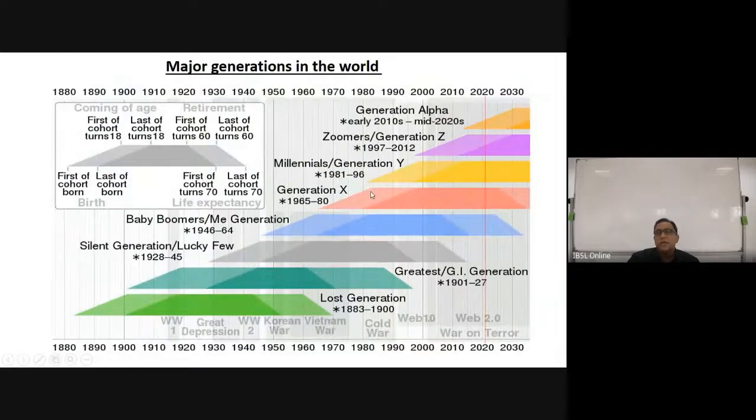Now there's another generation after generation Z, called generation Alpha. The children who are born after 2010. That's the latest, who are 10, 11 years old. They are the next generation. So from baby boomers to generation X, millennials or generation Y, Zoomers or generation Z, to Alpha.